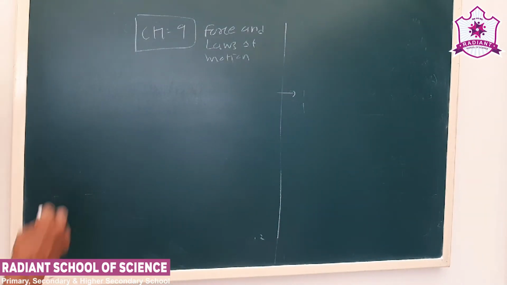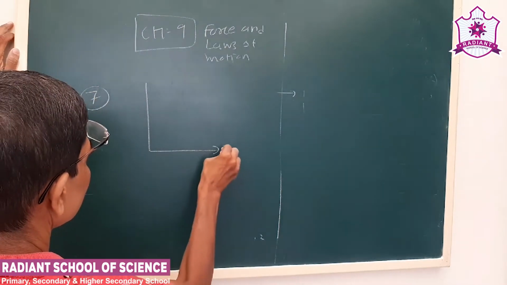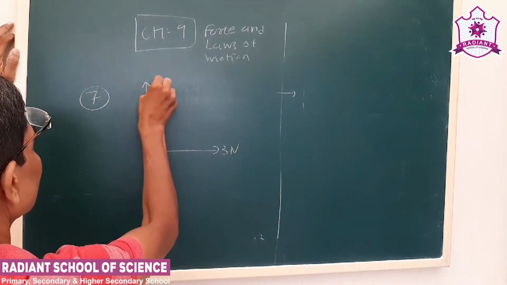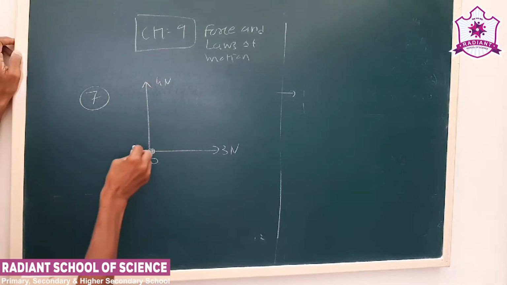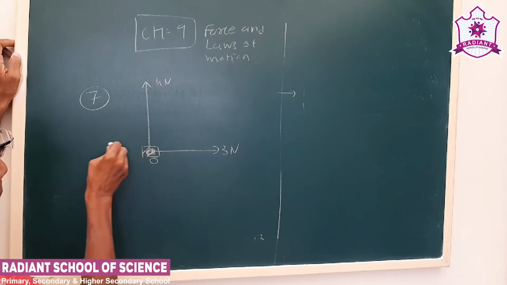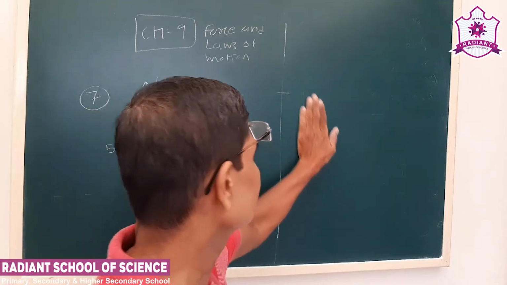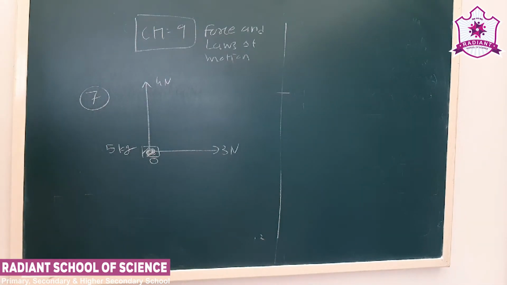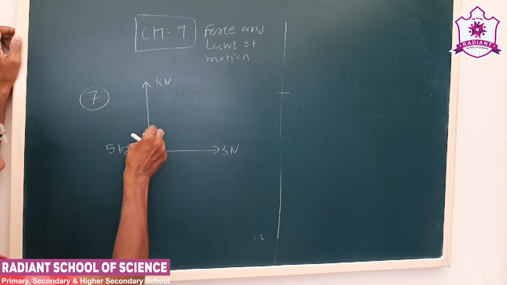Now see, two forces of 3 Newton and 4 Newton act at point O on a block of mass 5 kg. What will be the acceleration? Now here we see two forces are there, but they are at right angle to each other.